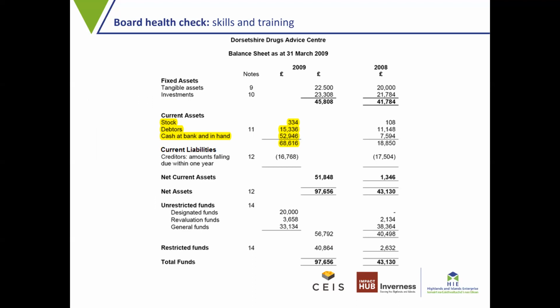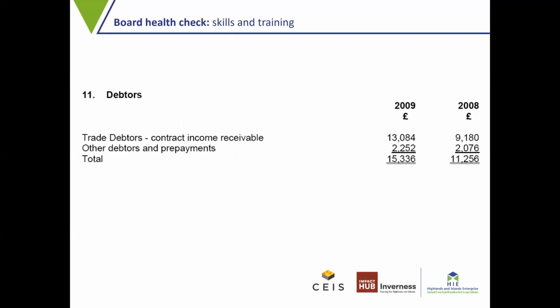Now looking at the current assets. The definition for current assets is those which can be reasonably expected to be converted into cash within 1 year. And the most common current assets are stock, debtors, bank and cash. So for the Advice Centre, the stock levels are low at 334. The debtors are 15,226. And if we have a look at note 11, which gives that bit more detail on the debtors, it shows that the debtors is split between 13,084 for trade debtors, contract income receivable, and other debtors and prepayments of 2,252.